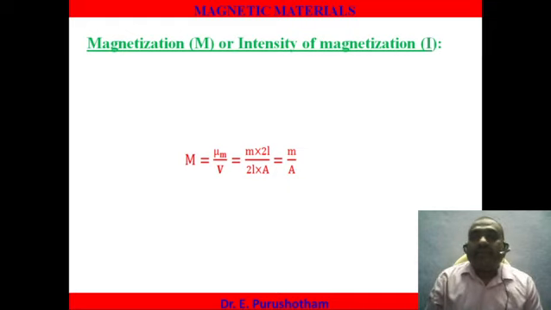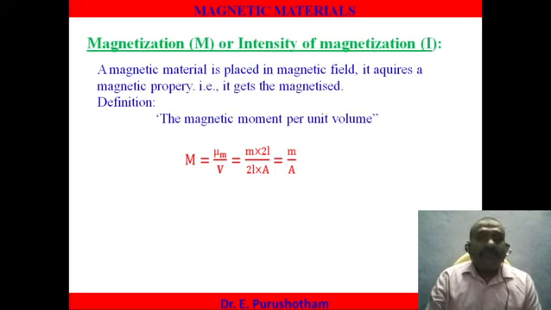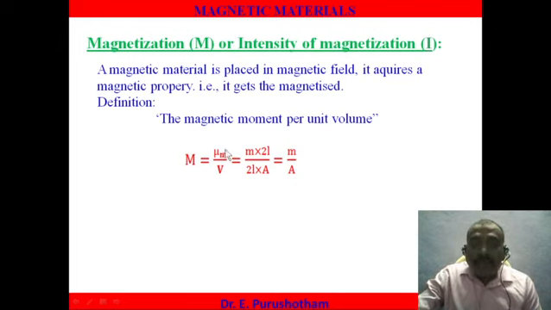Magnetization, or intensity of magnetization. Magnetization is represented by capital M, and intensity of magnetization is represented by capital I. We can define this as mu m by V. When a magnetic material is placed in a magnetic field, it acquires a magnetic property, it gets magnetized. By definition, the magnetic moment mu m per volume, so magnetic moment per unit volume, is called magnetization or intensity of magnetization.